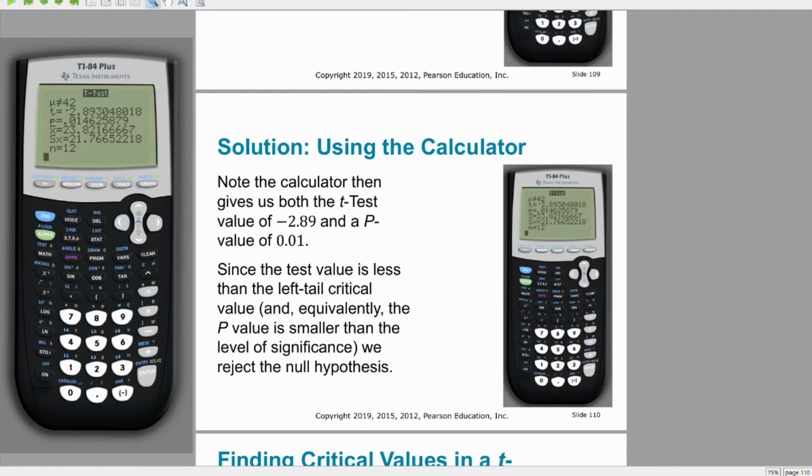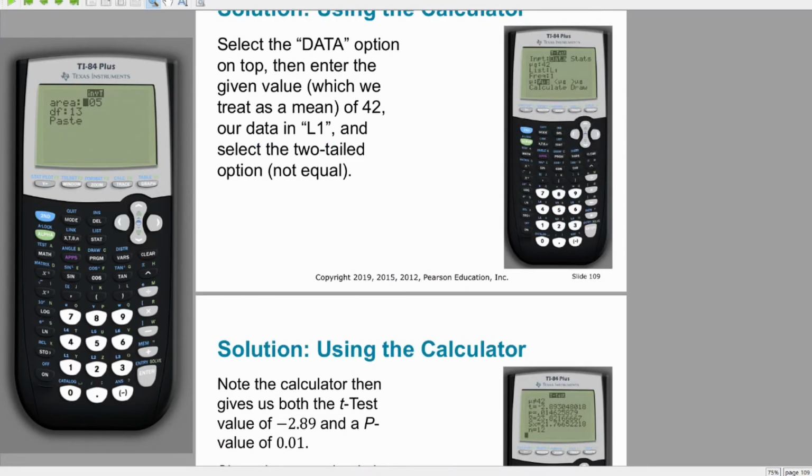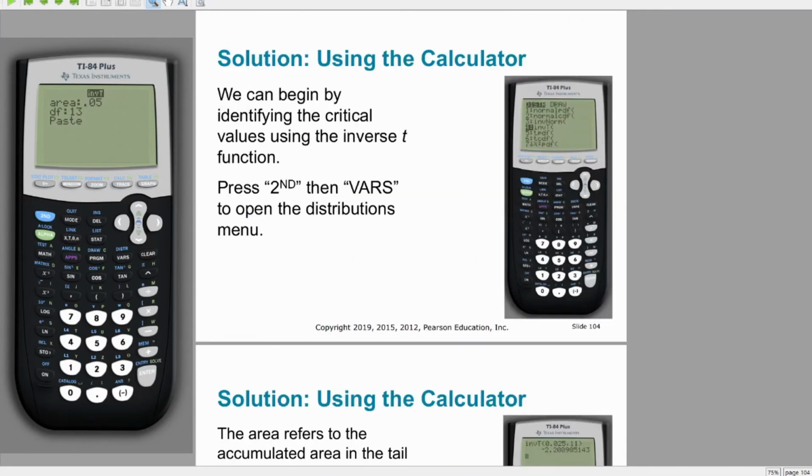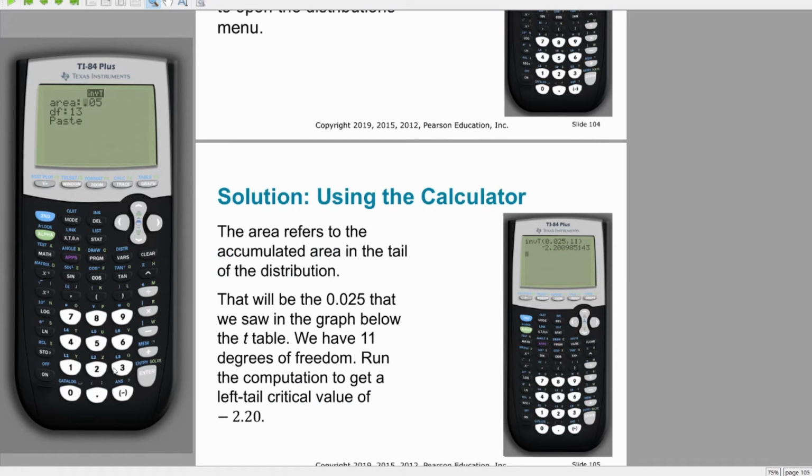Now, if we want to do this to be sure, we can also call upon the inverse t function again, where here we have to remind ourselves of how many degrees of freedom we have. Because we got 12 values, we will have 11 degrees of freedom. And in this case, for our area, even though it's still 5% like last time, we're taking that 5% and we're splitting it equally between the two tails.